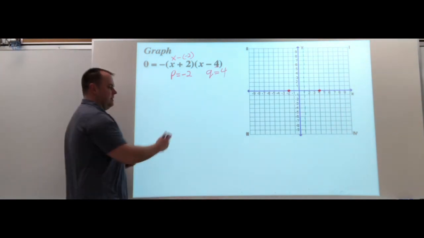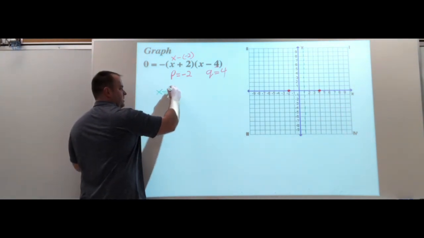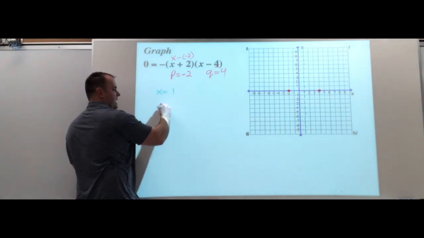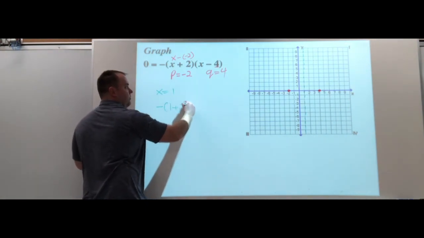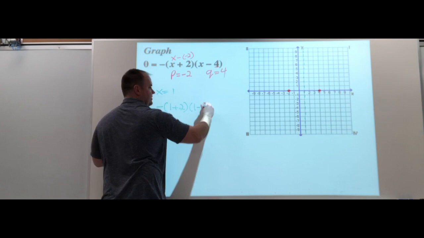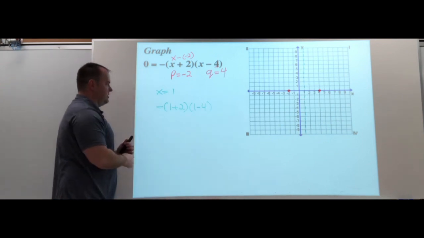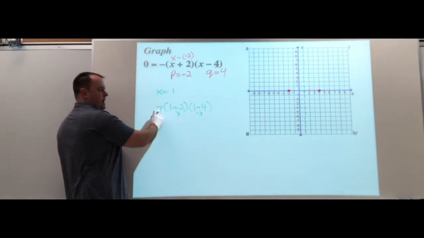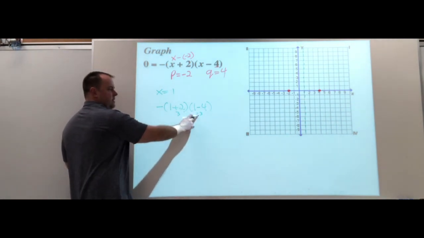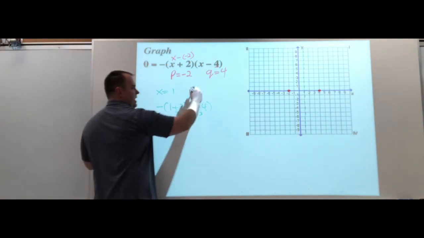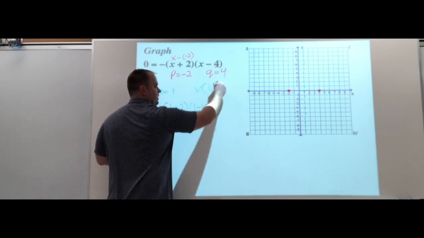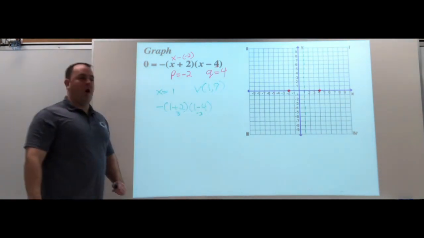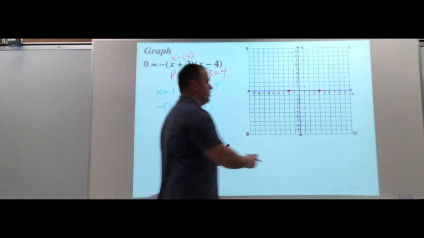So since we know x equals 1 for our vertex, we're going to plug that in. Negative (1 plus 2)(1 minus 4). Take your time doing this work. We get 3 and negative 3, and negative times 3 times negative 3 gives us positive 9. Our vertex is at (1, 9). So that's going to be the next point we're now going to plot.